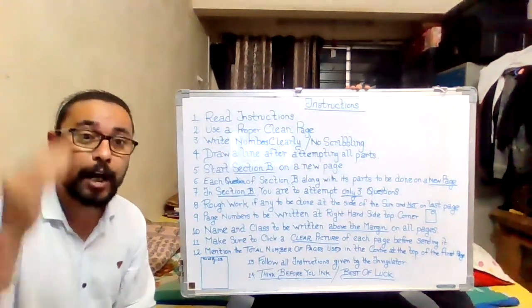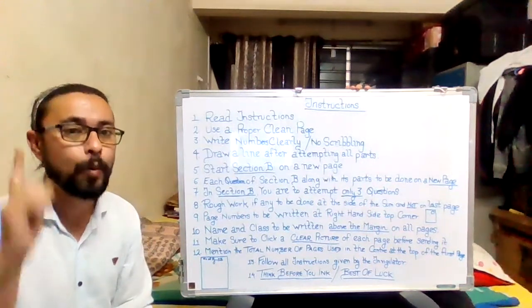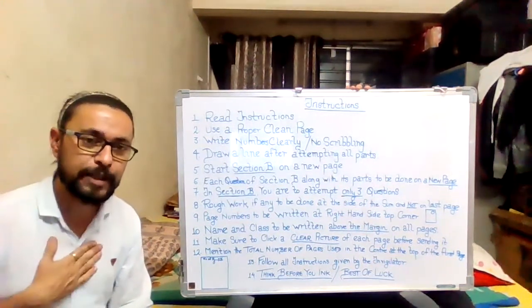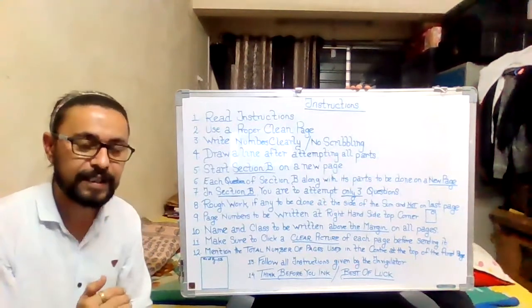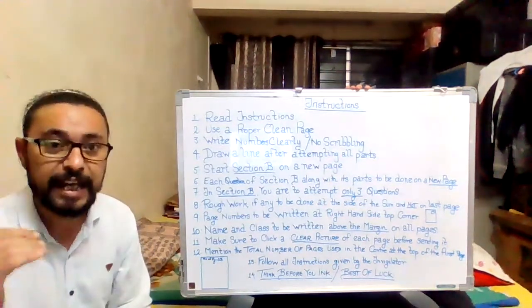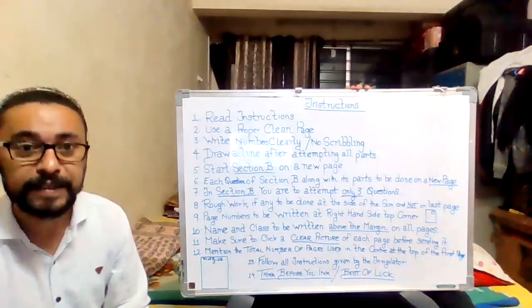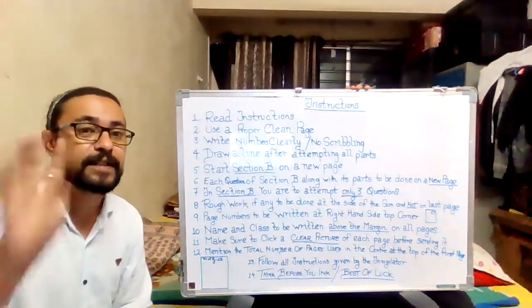Remember, the sum along with its parts makes one sum. So if I am a student and I'm attempting question number 1, 3, and 5, I have to do 1 ABC, then 3 ABC, and then 5 ABC. Then I have done 3 sums.